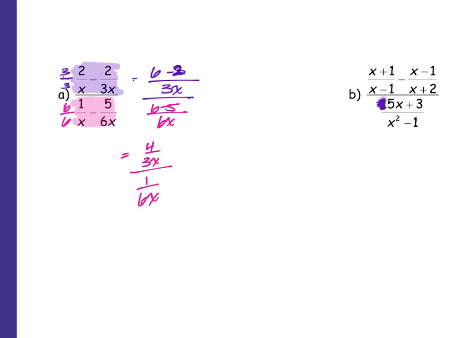So I flip the second one, right? This is division. Fractions, how do you divide fractions? You flip the second one and it becomes multiplication. So this is 4 over 3x times 6x over 1. So the x's go away. 3 goes into 6 2 times, so that is 8.